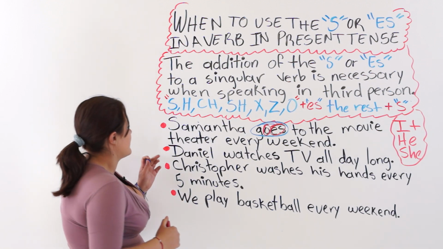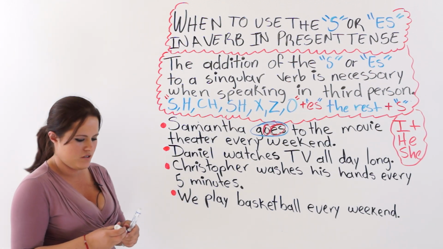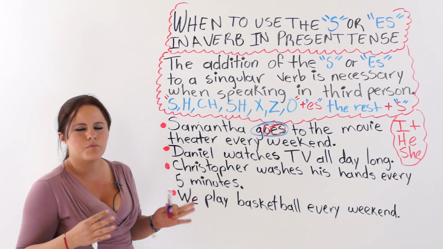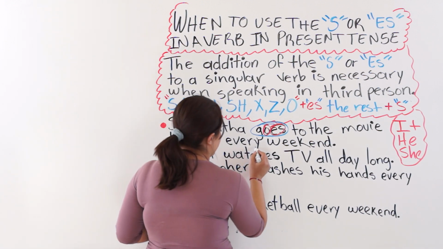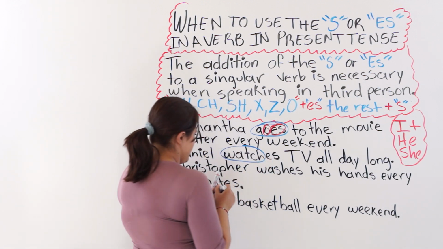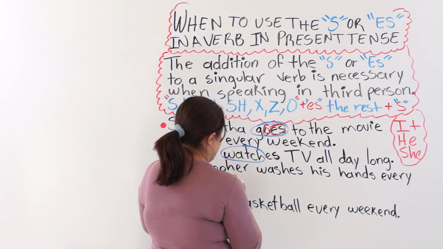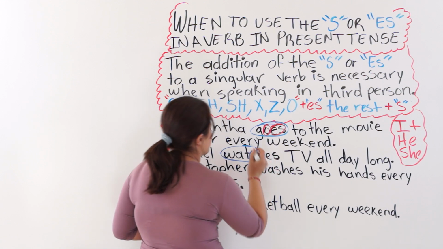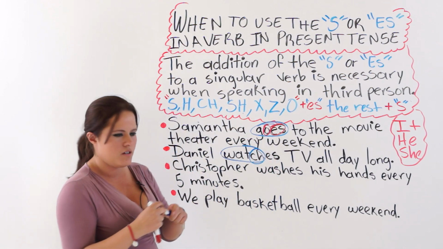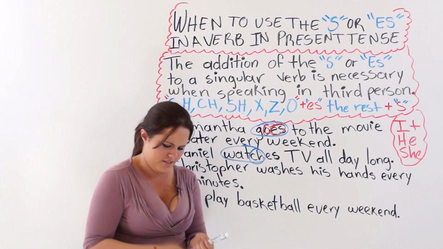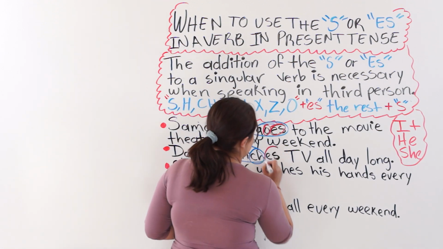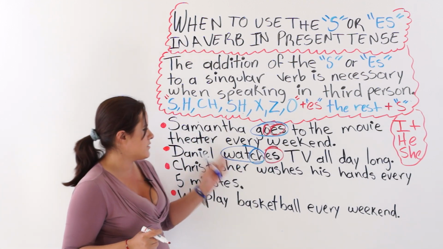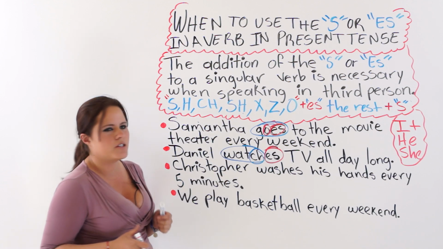The next one says, Daniel watches. Daniel would be he, so we are speaking in third person. And this particular verb, watch, ends in CH. So according to this rule up here, we must add an ES at the end. Watches, because it is the present simple tense. Watches TV all day long.